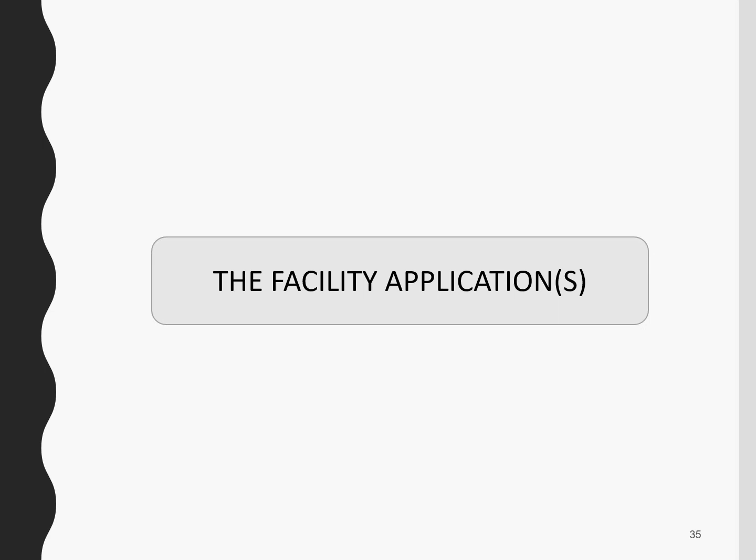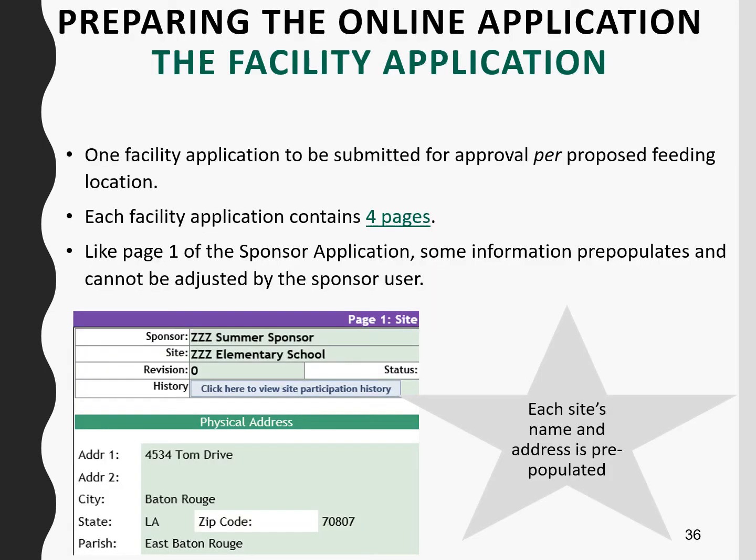Now to the facility applications. One facility application is to be submitted for approval per proposed feeding location. Each facility application contains 4 pages. Like page 1 of the sponsor application, some information pre-populates and cannot be adjusted by the sponsor user. Each site's name and address is pre-populated.